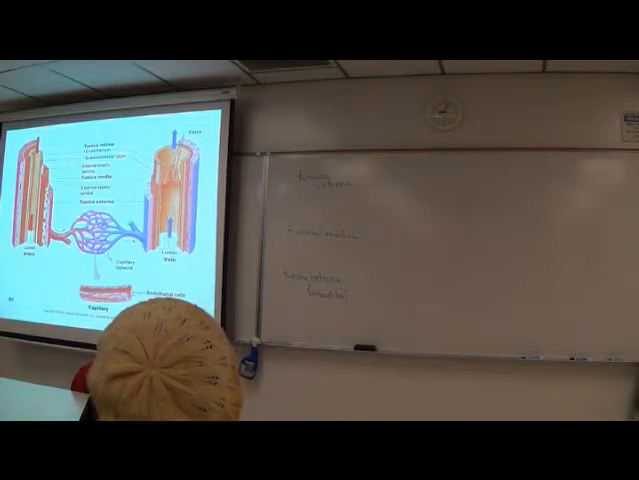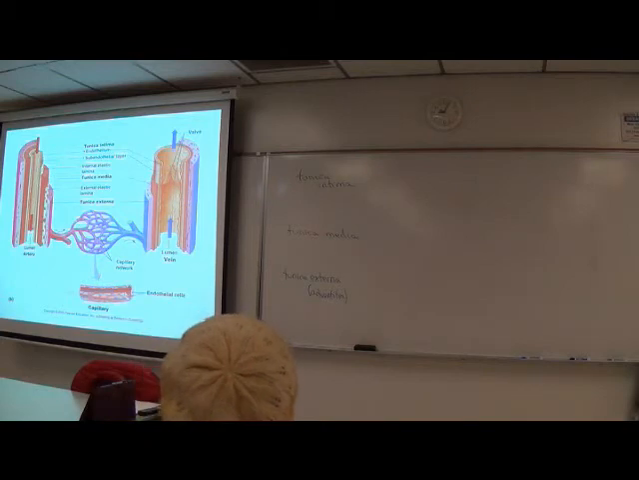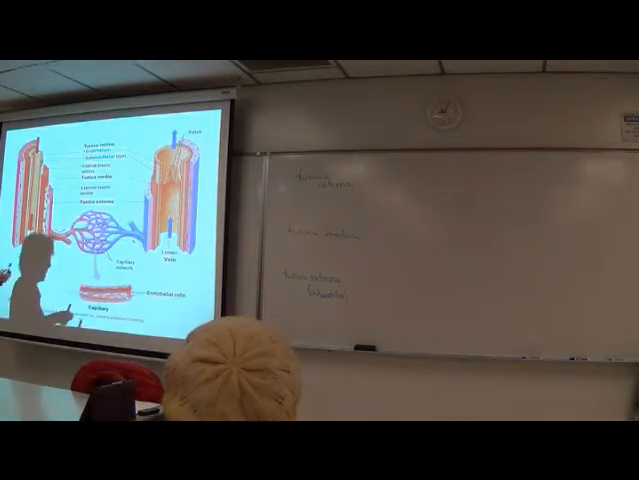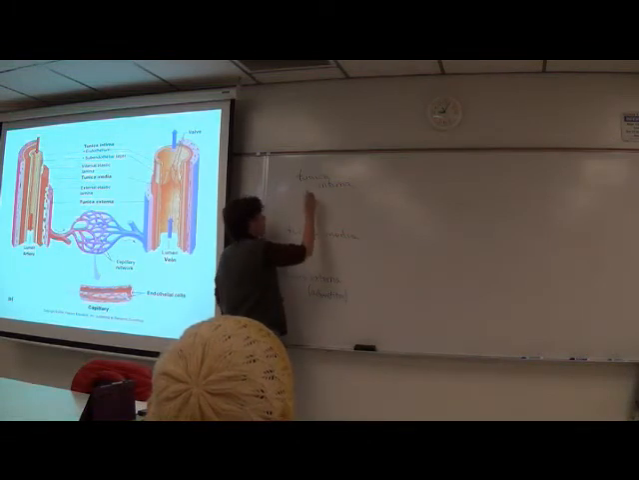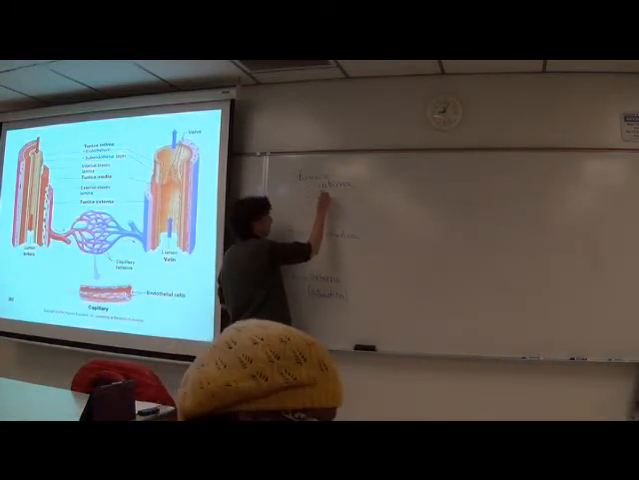So let's go through, first of all, what each layer is formed of, and then how it compares in the most basic of each of the vessels. So the tunica intima is formed of simple squamous epithelium.